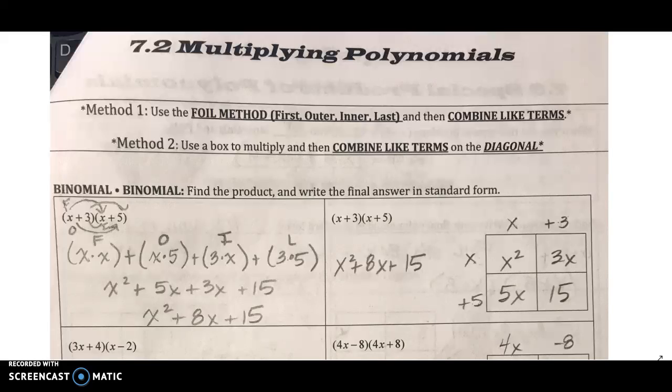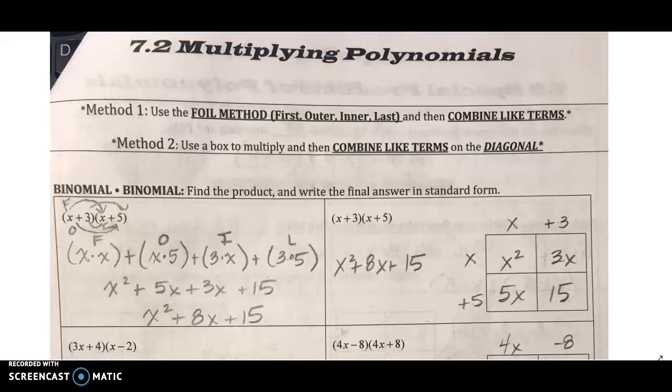In this first one, you have x plus 3 times x plus 5. So both of those terms, the x and the 3 in the first binomial, have to be distributed to both terms in the second one. So one way to do that is using the FOIL method. And the FOIL method is just an acronym that helps you remember how to distribute correctly so that you make sure you distribute each term.